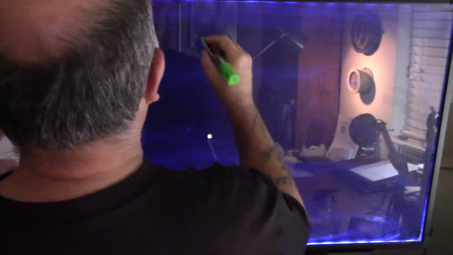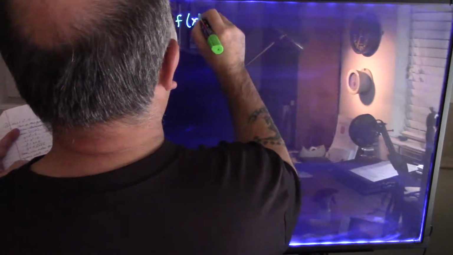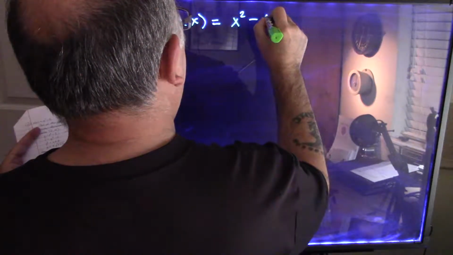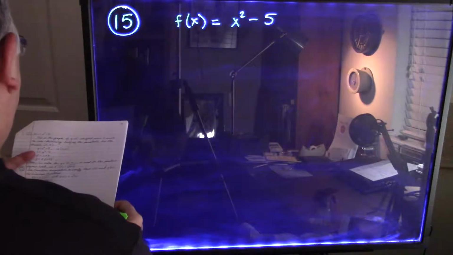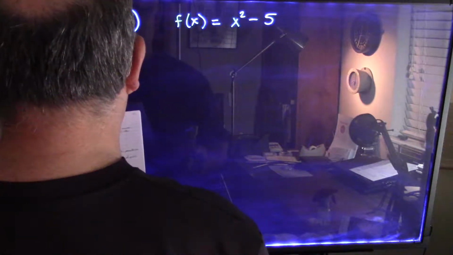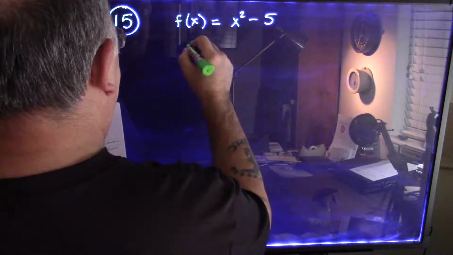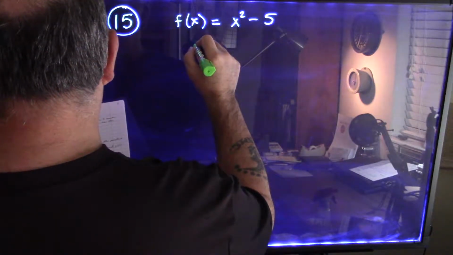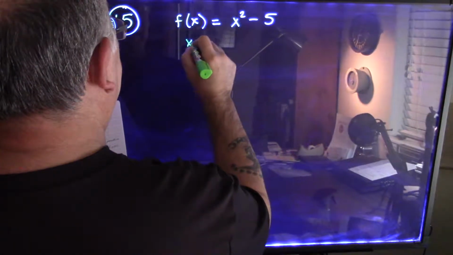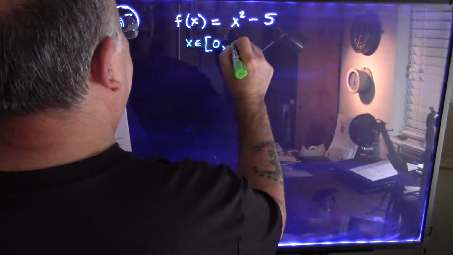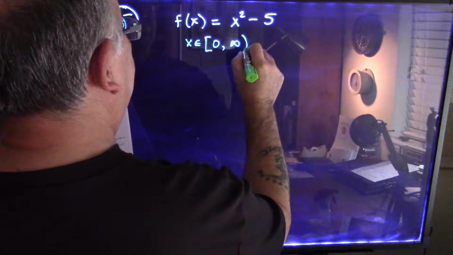Number 15. We have f of x equals x squared minus 5. So this is y equals x squared, but shifted down 5 units. Down 5 units. So the non-decreasing part of this parabola has the domain from 0 to infinity. So x is in the interval from 0 to infinity. That's the domain we're interested in.